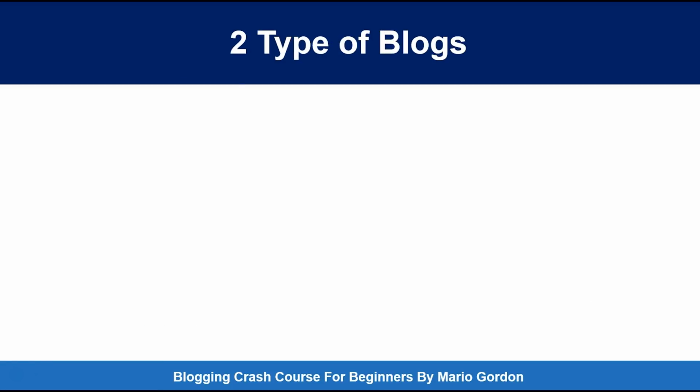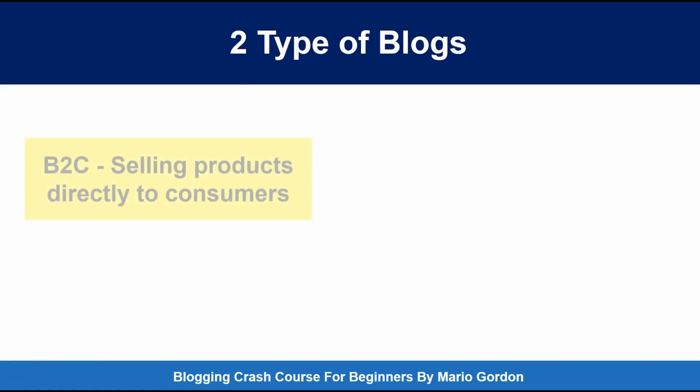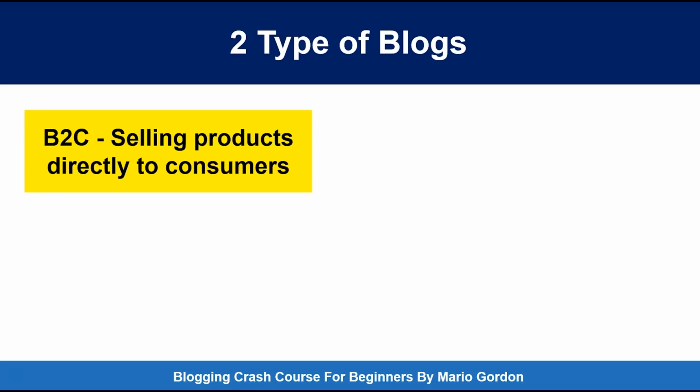All right, so let's break down the first type of blog. That one is called the B2C blog. B2C stands for business to consumer. These are the types of blogs that are focused on selling directly to the consumers. All right, let's look at an example.